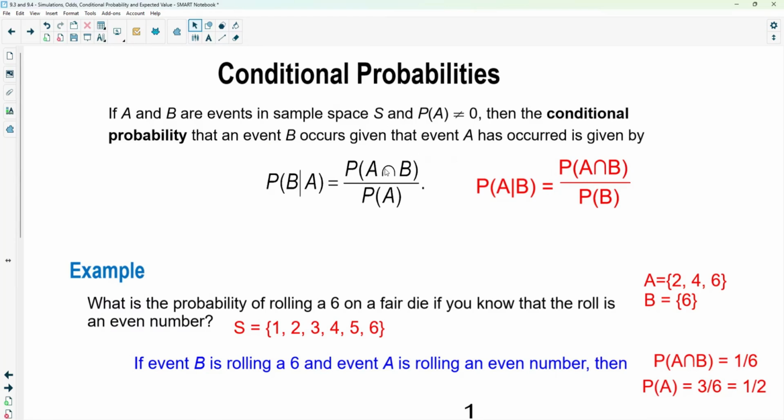this ratio. So it's going to be always the intersection of both over the probability of whatever happened first. And if you have it the other way around, that means that A happened given that B happened already. Still is the intersection, but you're going to write it over the probability of B, of whatever happened first.